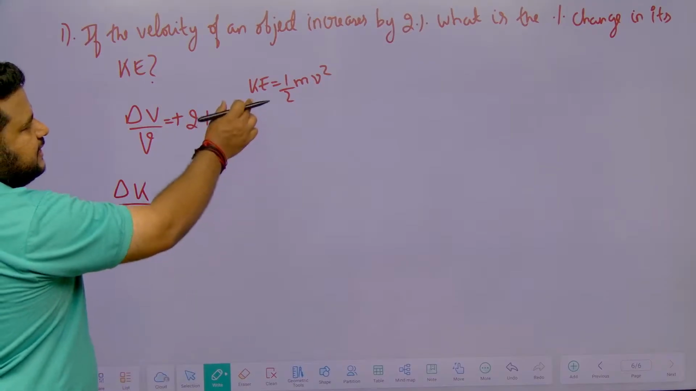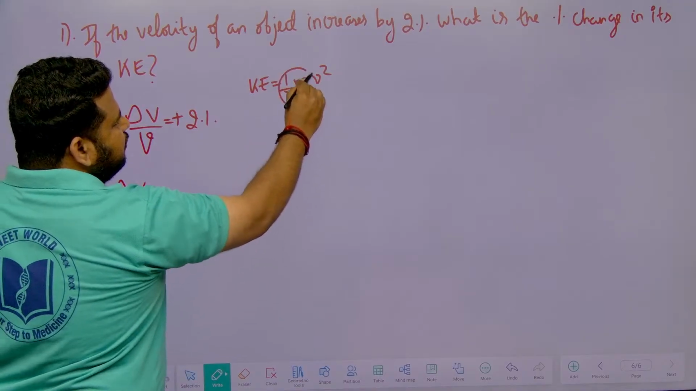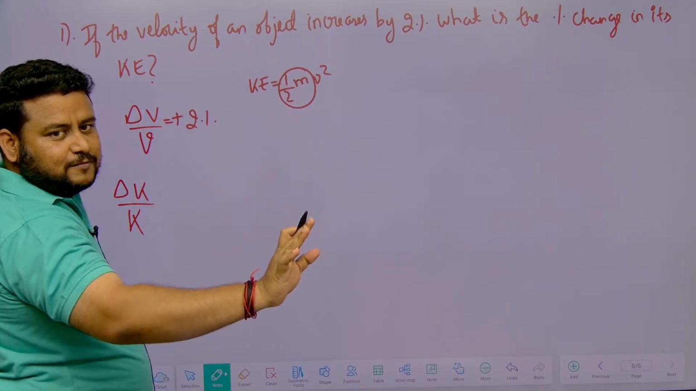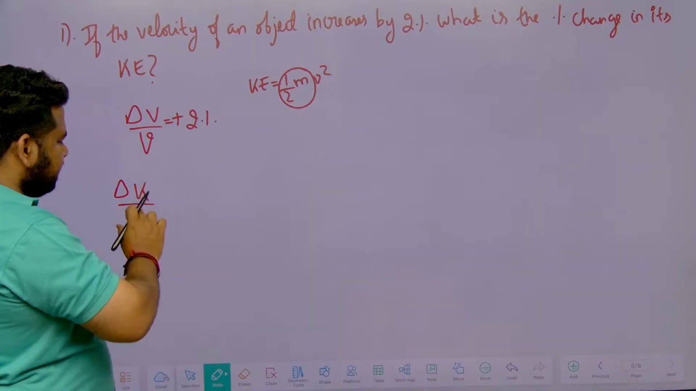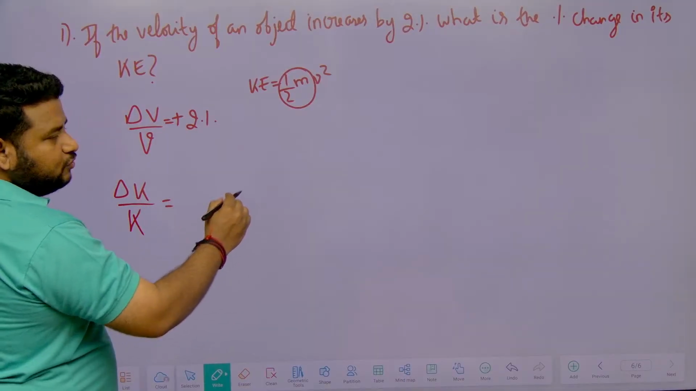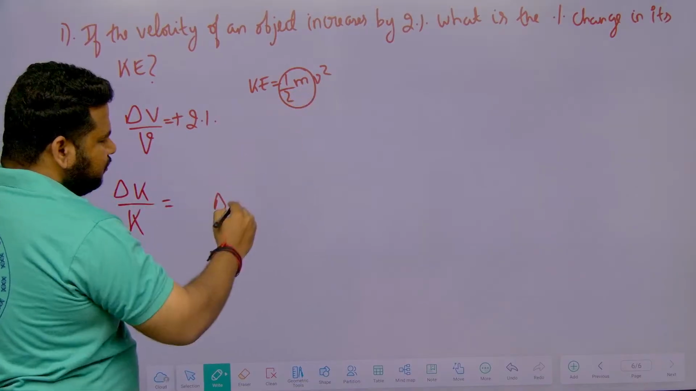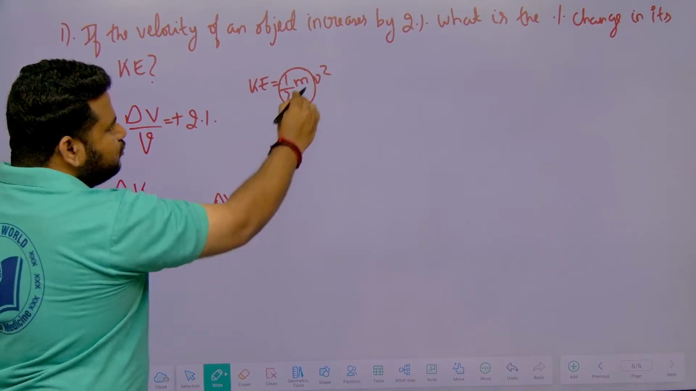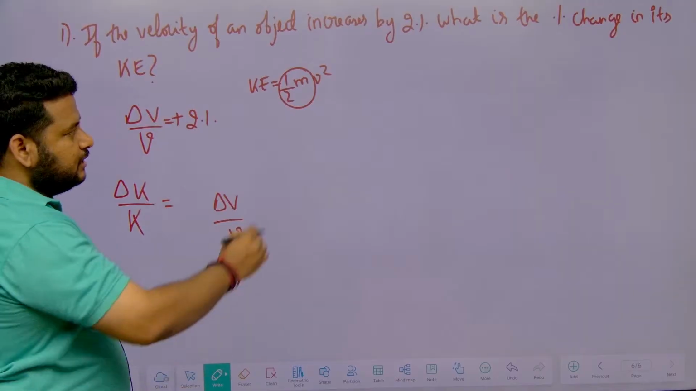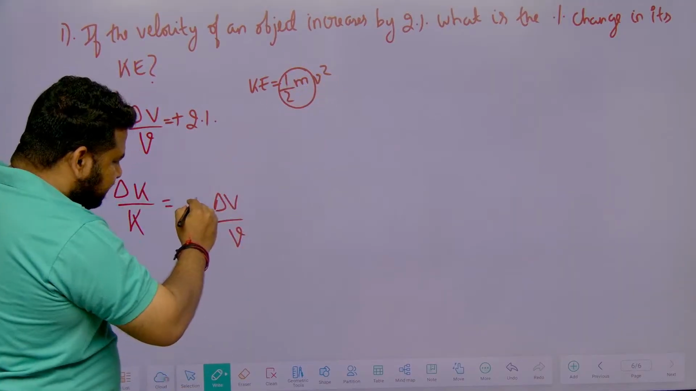Okay, in this kinetic energy formula, this entire thing is constant. We don't require it at all. So we will write delta K by K is equal to delta V by V, where V is the velocity. This 2 is nothing but n. So the 2 will come here.